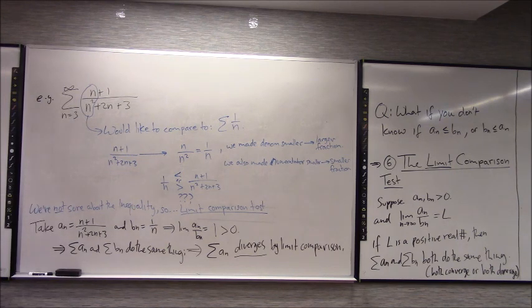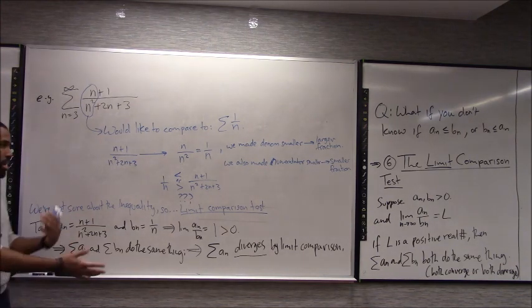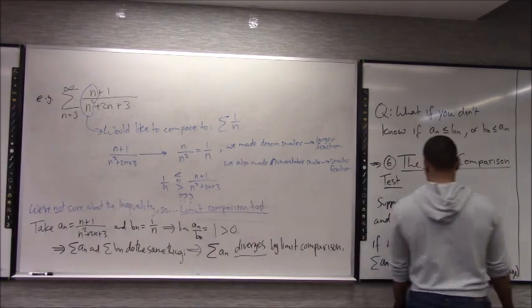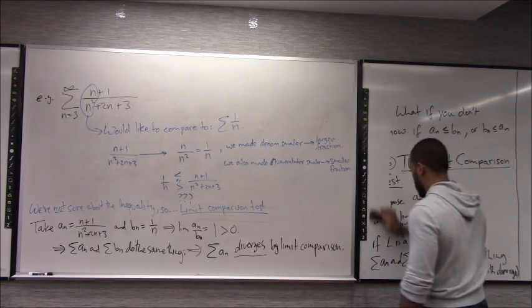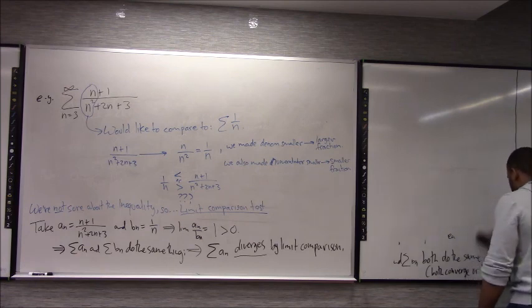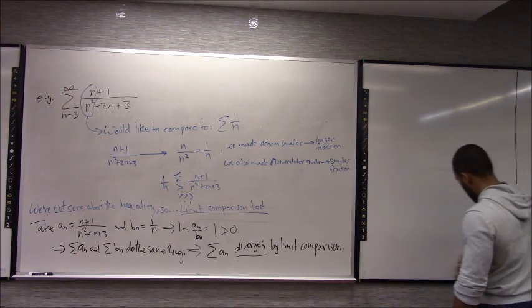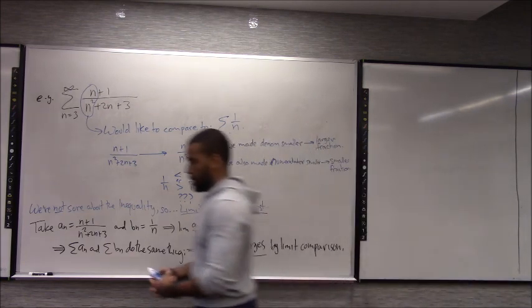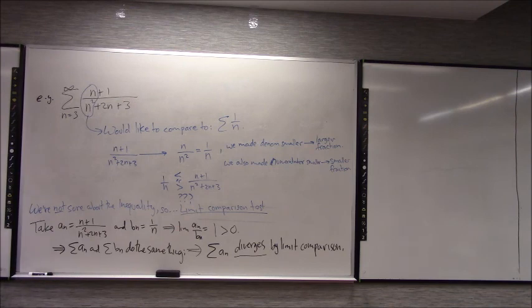So if the limit of a_n over b_n is not a positive real number, then no conclusion. So you'd have to try something else, right? We're going to do a bunch of tests, so you'll have multiple options here. Let's look at another one. Now, of course, at the end, I'm going to summarize all the tests that we went through and when you might want to pick one over the other.